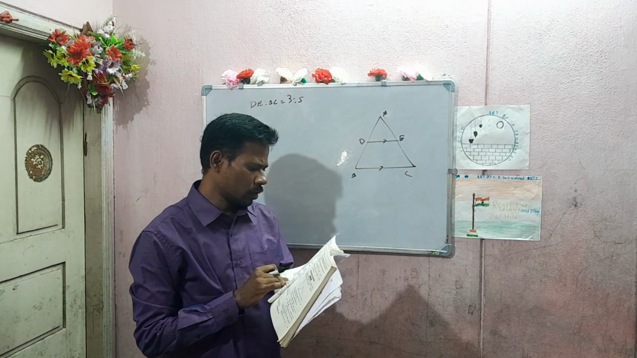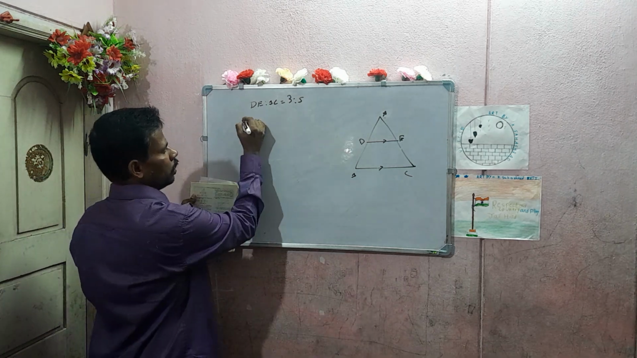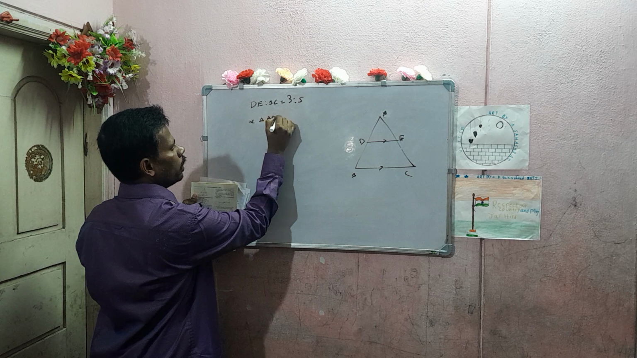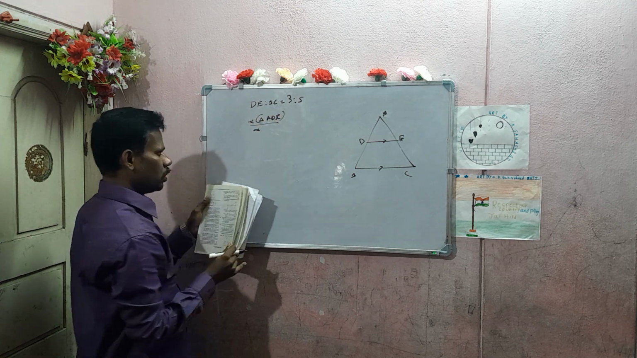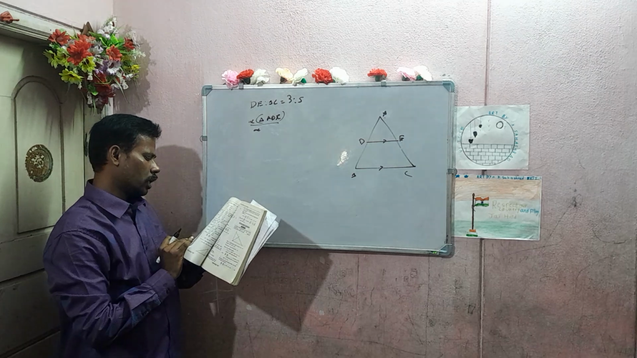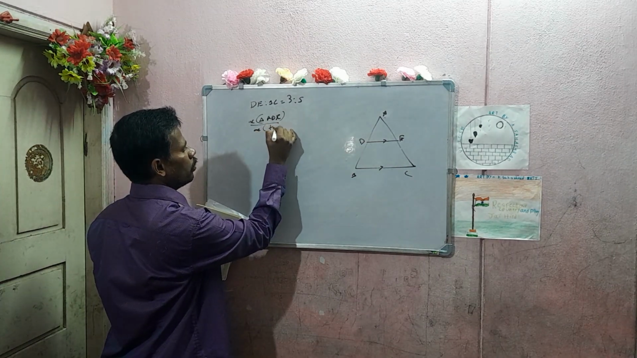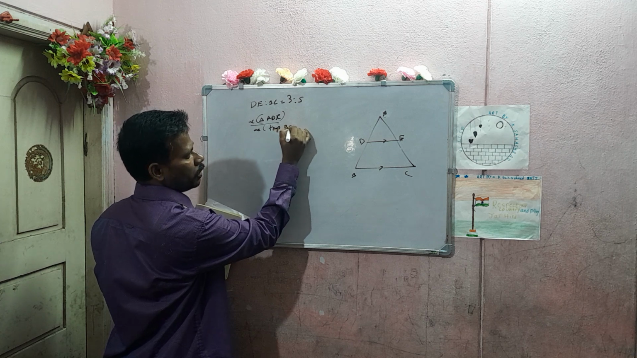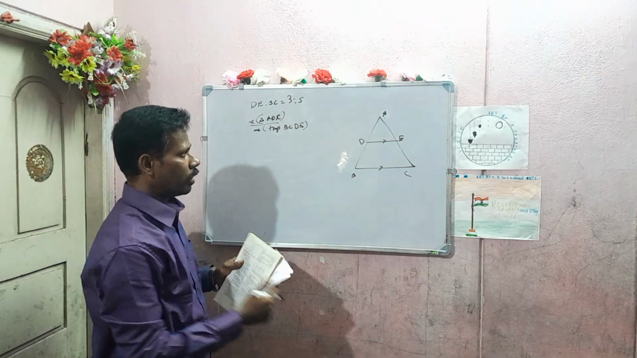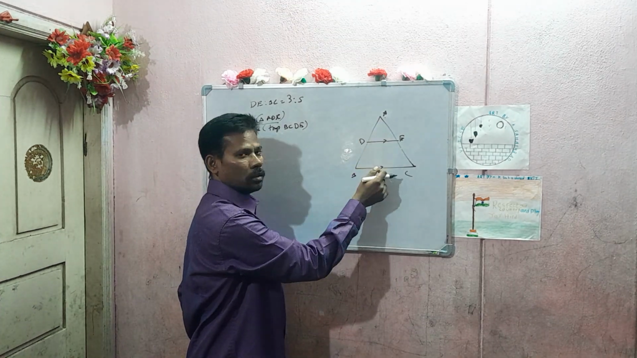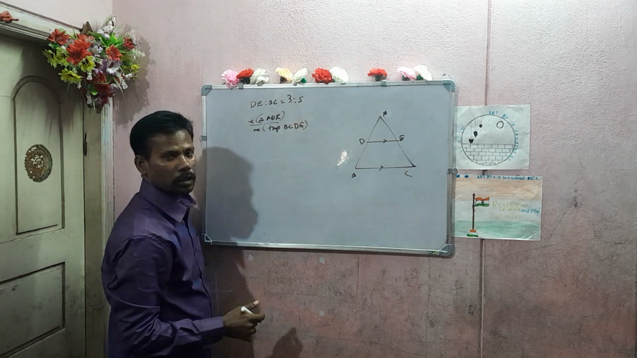Calculate the ratio of the areas of triangle ADE and trapezium BCDE, that is, area of triangle ADE by area of trapezium BCDE. So here only one condition they give, DE is parallel to BC, and they have given this ratio. That's it.